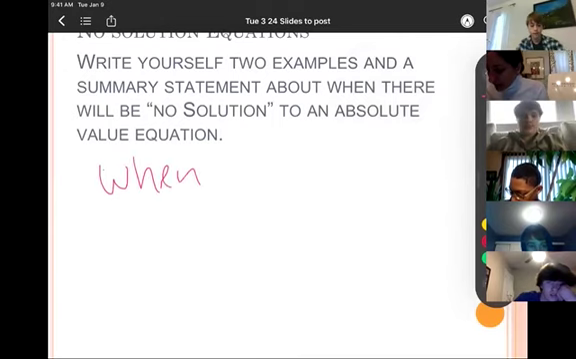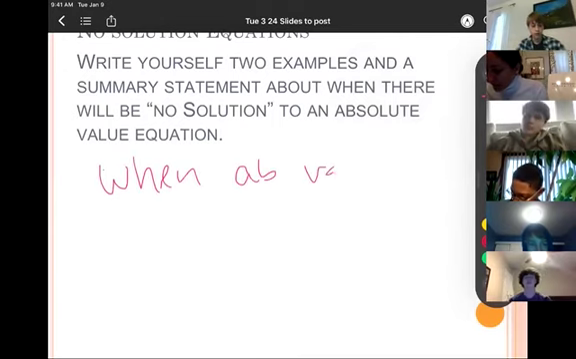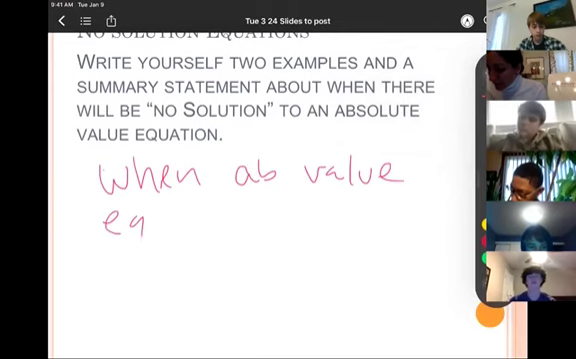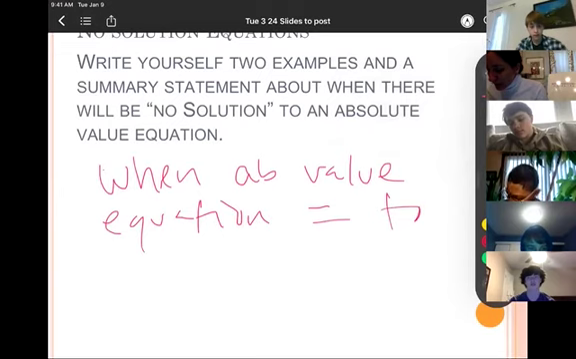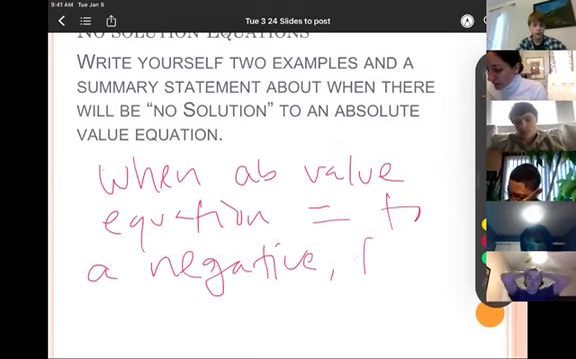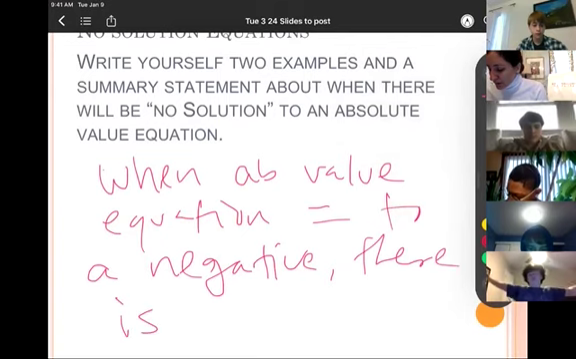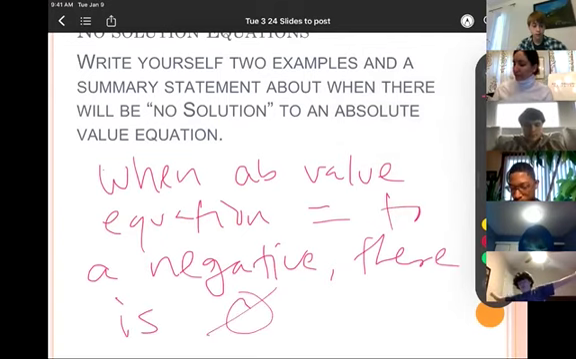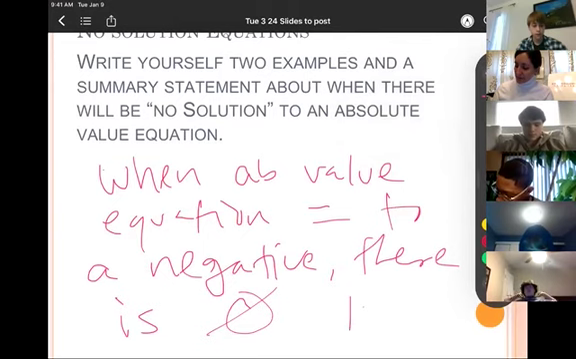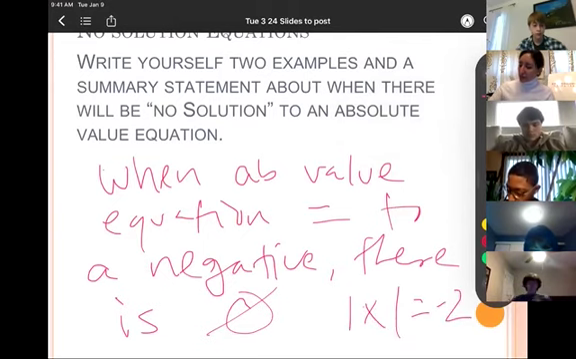When the absolute value equation is equal to a negative, there is no solution. Okay. So something like the absolute value of x equals -2 would be a case when that's true.